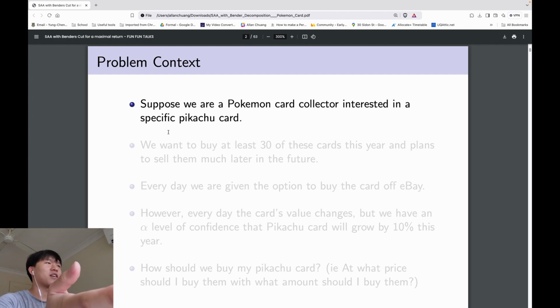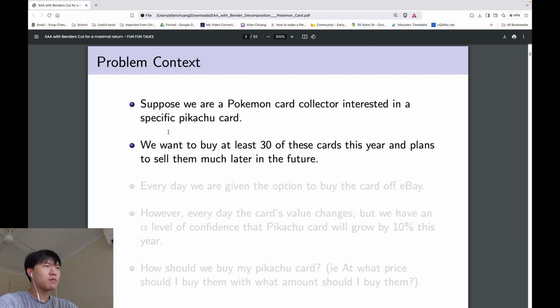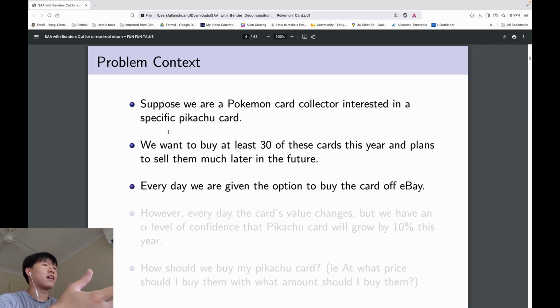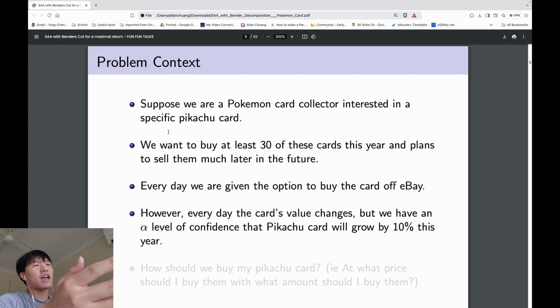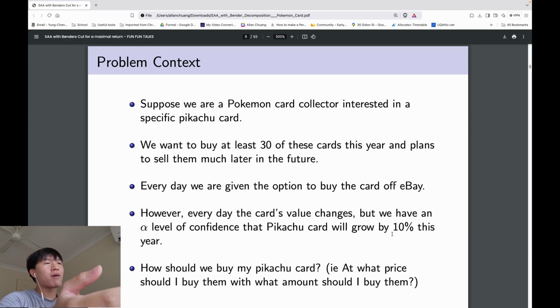Suppose we are a Pokemon card collector wanting to collect a specific card for Pikachu, and we want to buy at least 30 of these cards, and we plan to sell them later on in the future. Every day we are given the option to buy the card off eBay, but every day it's going to be a different price. However, we know that we have an alpha level of confidence that the Pikachu card that we're wanting to buy will grow by 10% each year. So the problem is, how should we buy my Pikachu card? Specifically, at what price should I buy them at and at what amount?